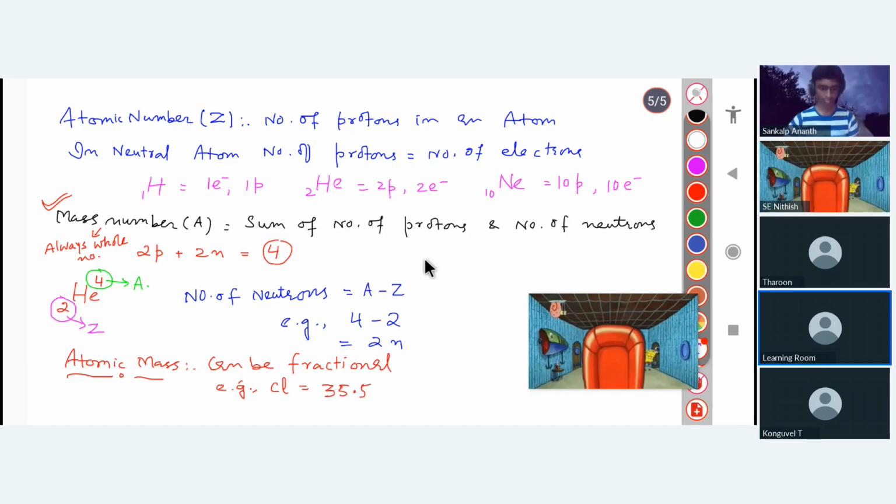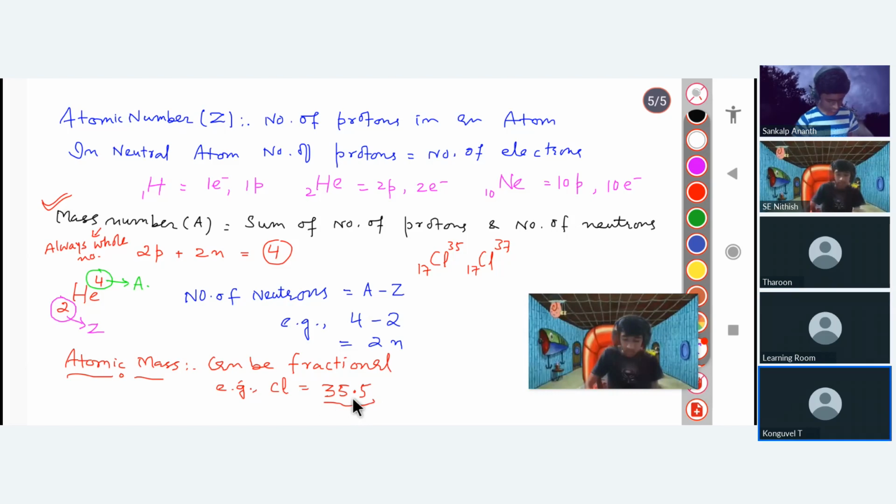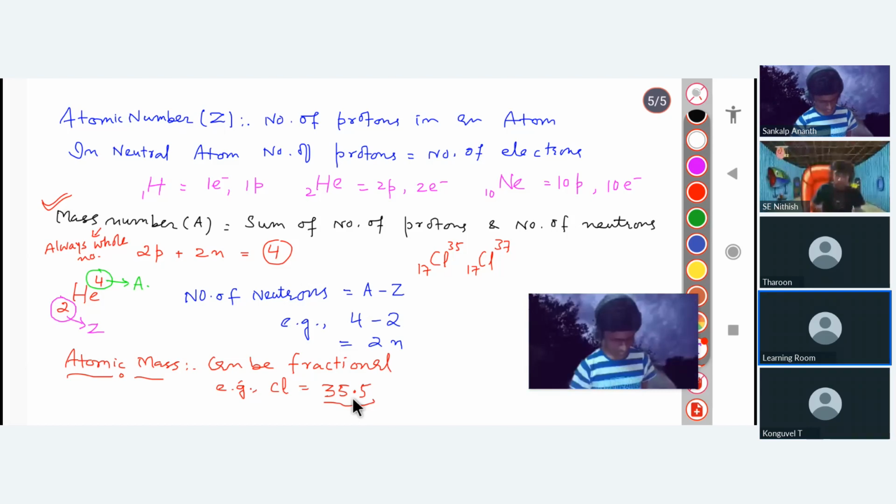But if I tell you the isotopes of chlorine, one is chlorine-35 and another is chlorine-37. So this 35 and 37 are the mass numbers, but this 35.5 is the atomic mass. Mass number is the sum of the number of protons and the number of neutrons. It's always a whole number. The difference you have to remember is that mass number is always a whole number, but atomic mass can also be fractional.